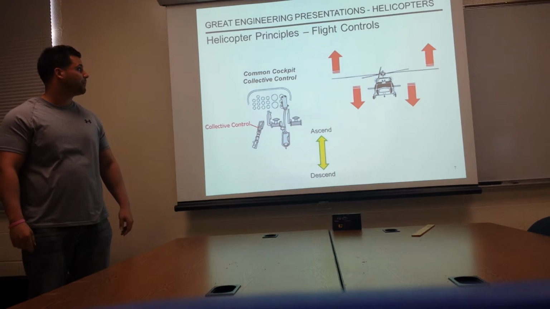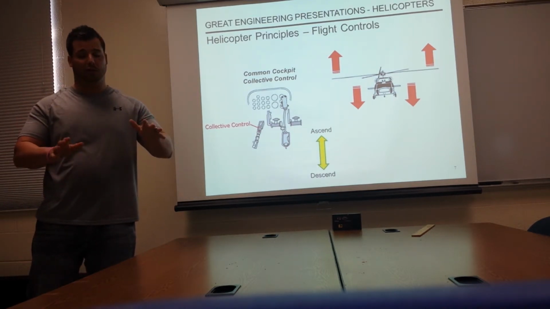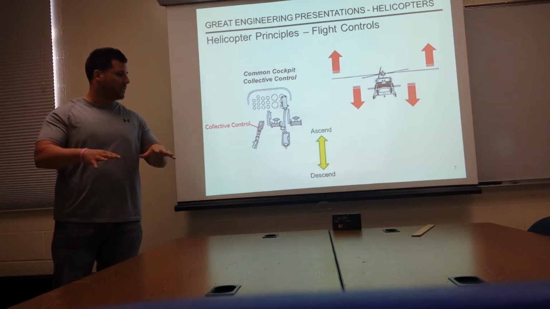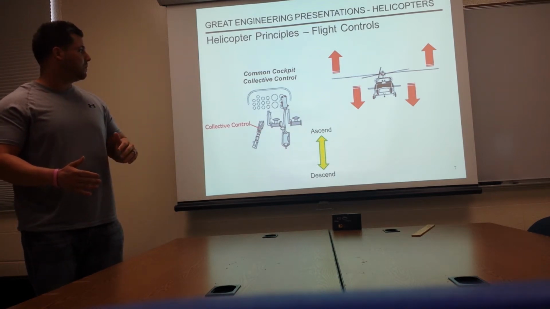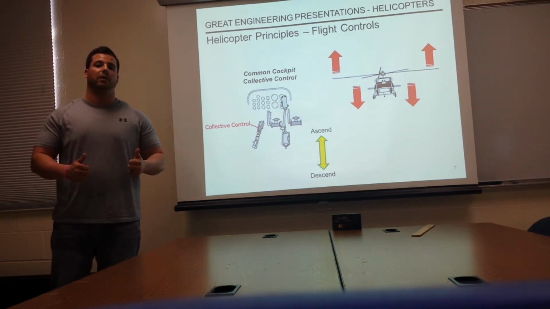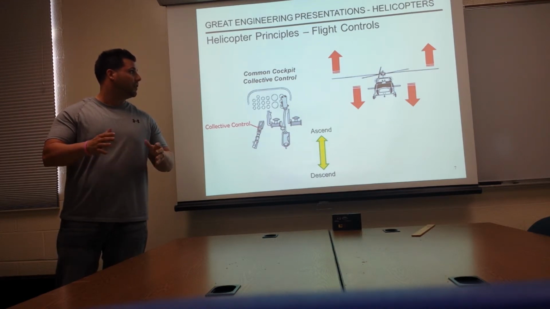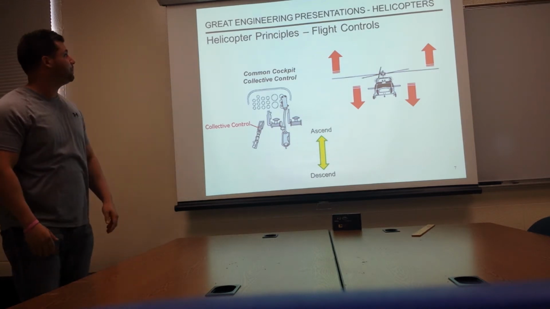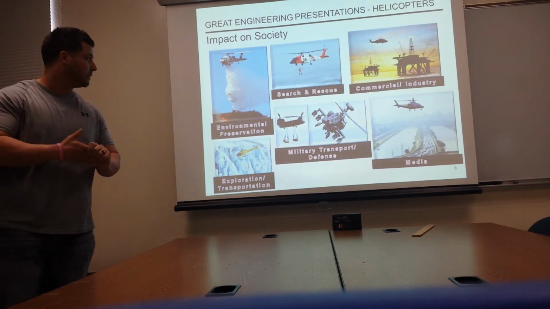Next slide, please. The collective stick. The collective stick pulls the aircraft up and lets it go, to ascend and descend. The collective stick is generally located to the left of the pilot or the co-pilot, and that changes the pitch of the blades, which allows it to go up or down. Next slide.